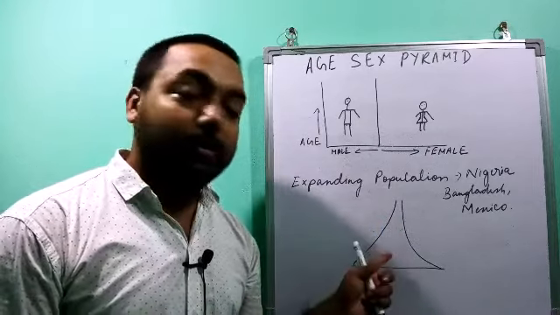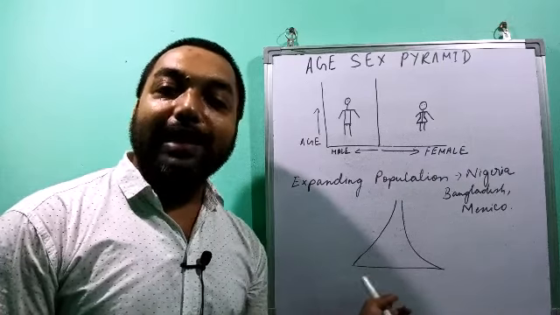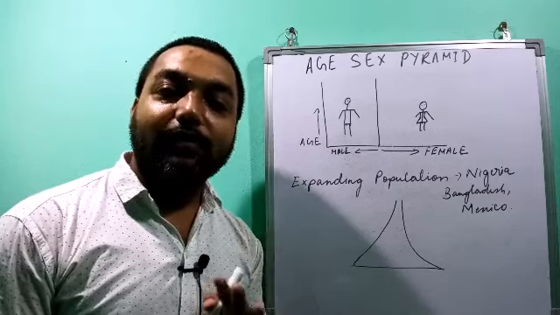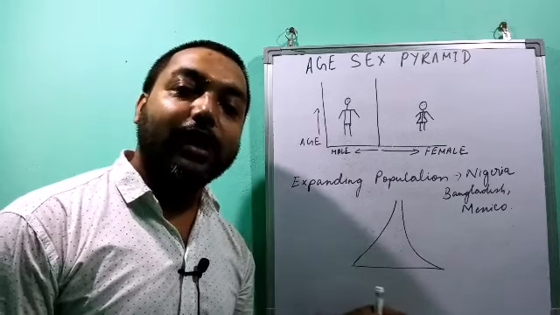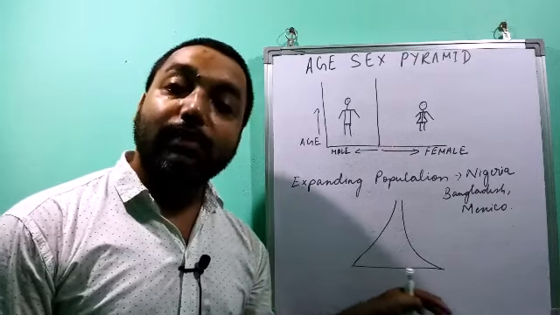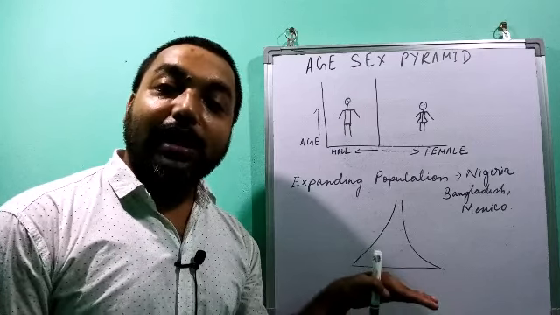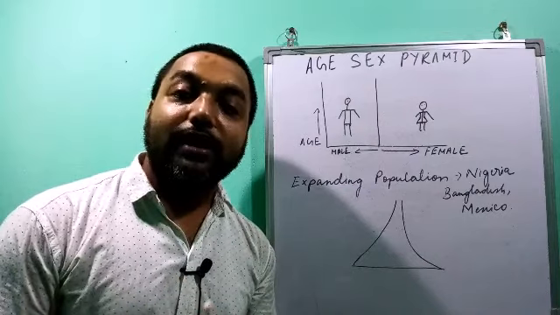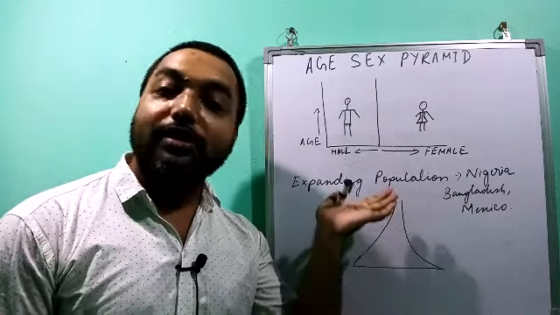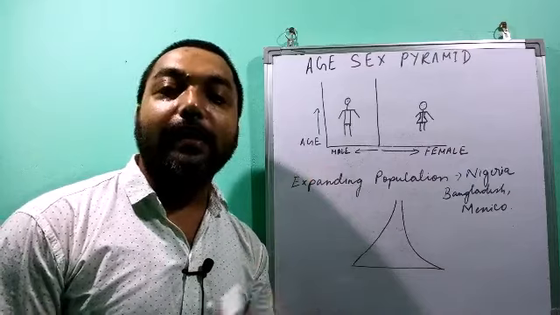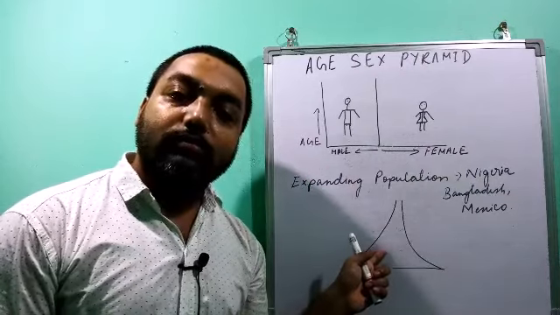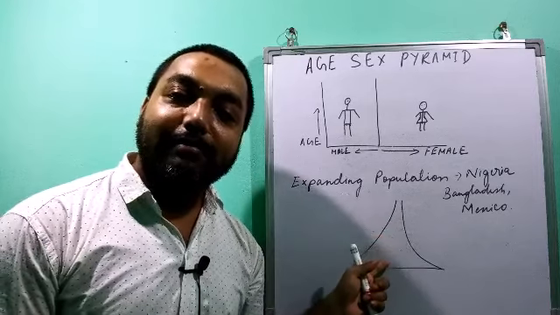Now why is it so? First, the birth rate is very high in those countries because they are underdeveloped. In underdeveloped countries the birth rate is always very high, but the life expectancy at birth is very low. People don't reach old age. Many people die before that.